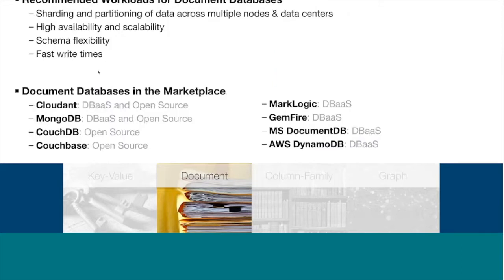So recommended workloads for document databases: sharding and partitioning of data across multiple nodes and data centers whenever you need high availability and scalability. With JSON documents, you do get eventual consistency in a MongoDB cluster. With that eventual consistency, you can actually do some write-tuned consistency, but the way the documents are structured means you do get more high availability, more flexibility, and better partitioning, but you don't necessarily get the consistency that you get with a SQL database. But you do have schema flexibility as well, and you do have fast write times.